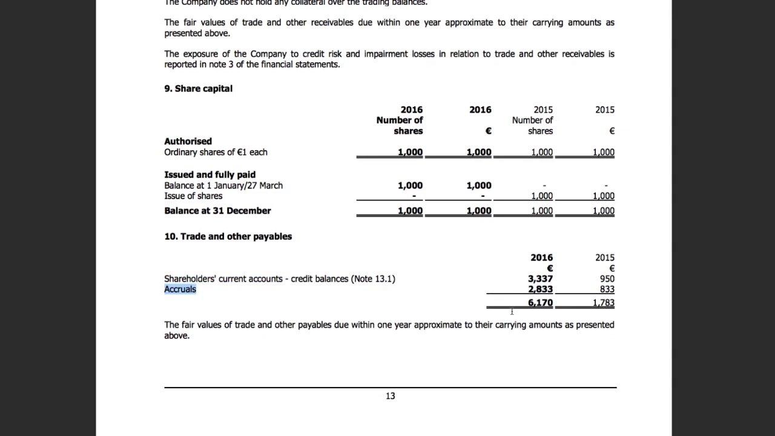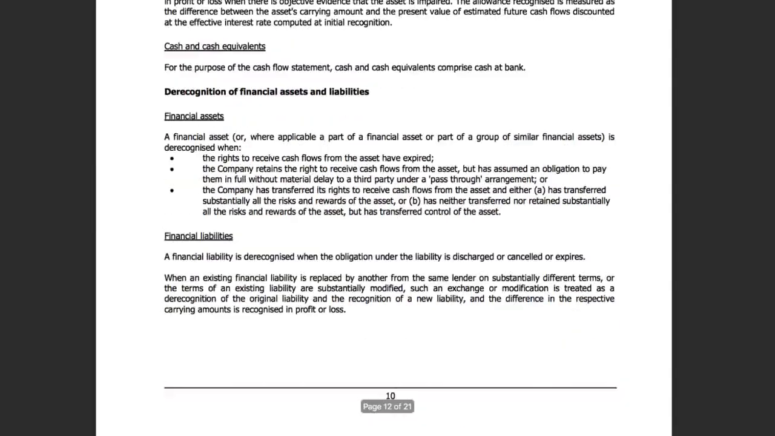2,833 euros, which account for 6,170 euros. Again, we need to go back. There is no jumping backwards and forward. This is how you read the financial statements. There is no other way. You need to read them from page 4 and 5, which is the income statement, and the balance sheet, which is the summary of the detail, and then you need to go through the notes, as we can see here, note 10, trade and other payables, where you can understand the breakdown of that summary mentioned earlier on.